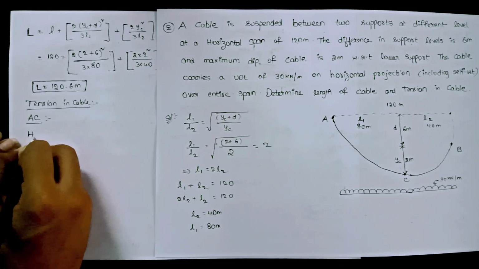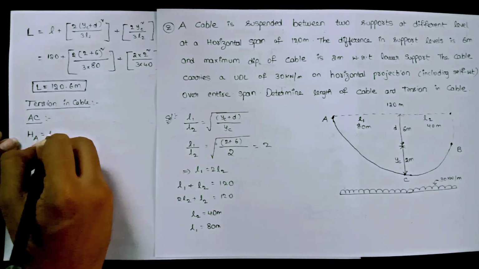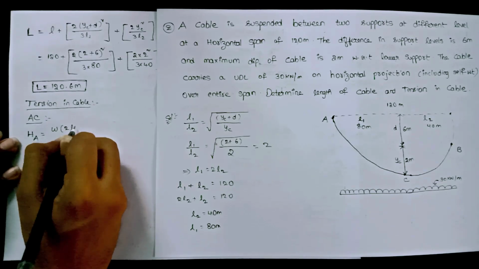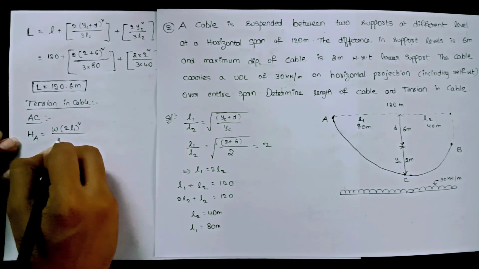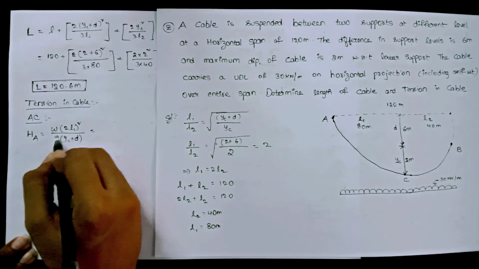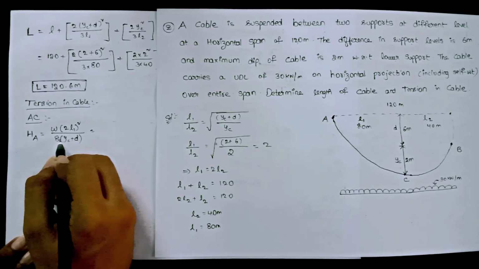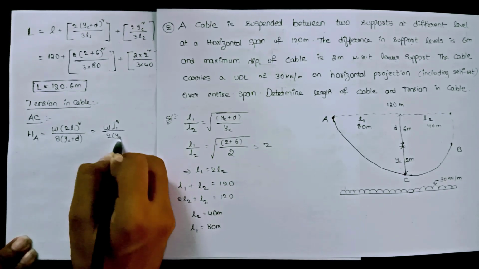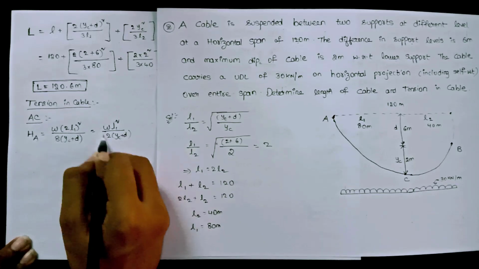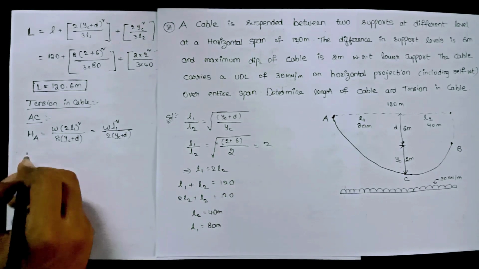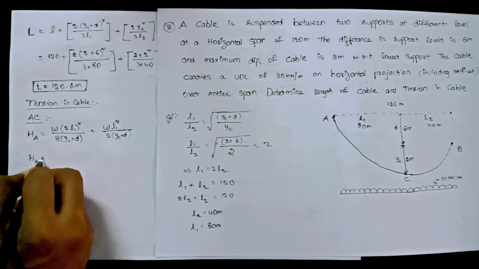That means HA equals, we have one formula that was also derived in the previous video, W into (2l1)² by 8 into (yc plus d). 2 squared means 4, and the 4 cancels 2 times in the 8. You can write W l² by 2 into (yc plus d). This is the formula I derived in the previous video. Now I will use this formula to calculate the horizontal reaction at A.